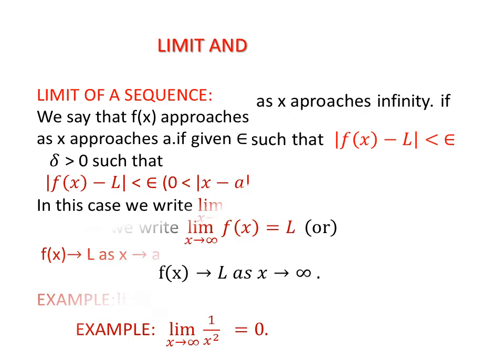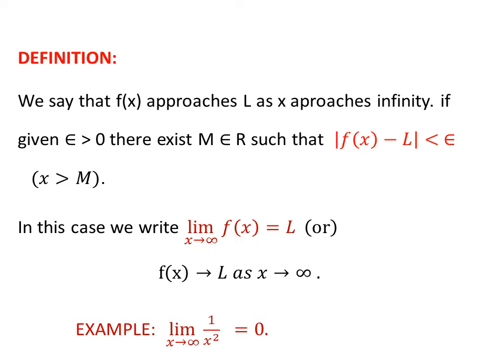The next definition: we say that f of x approaches L as x approaches infinity, if given epsilon greater than 0, there exists m belongs to R such that modulus of f of x minus L is less than epsilon whenever x is greater than m. In this case, we write limit x tends to infinity of f of x equals L, or f of x tends to L as x tends to infinity. The example is limit x tends to infinity of 1 divided by x square, which is equal to 0.